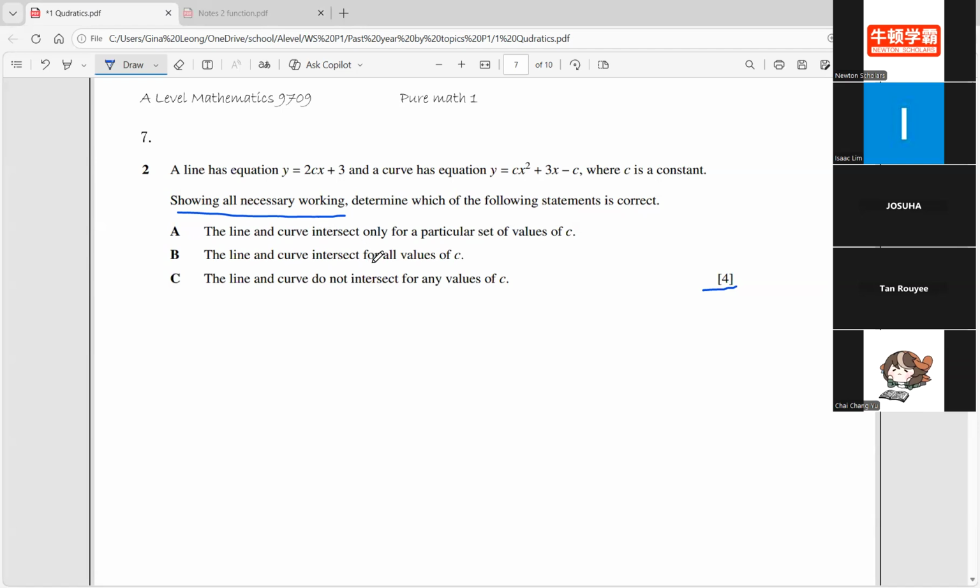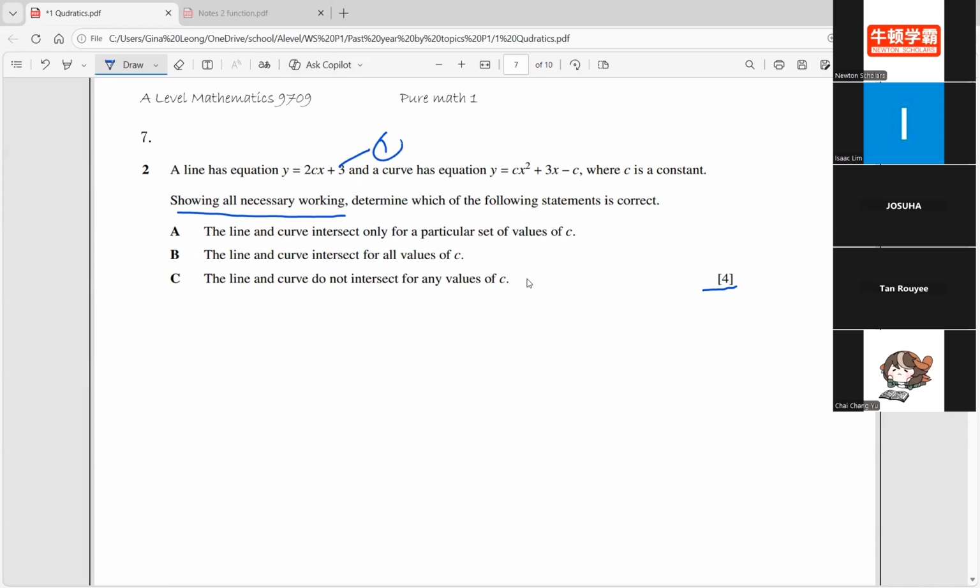Okay, what you have to do, the same thing. He has 2 equations here. y equal to 2cx plus 3. Another one is y equal to cx squared plus 3x minus c. So he is asking whether the line intersects only a particular set, or intersects for all the values of c, or does not intersect at all. So actually you need to try to find the c value. So how to do it?